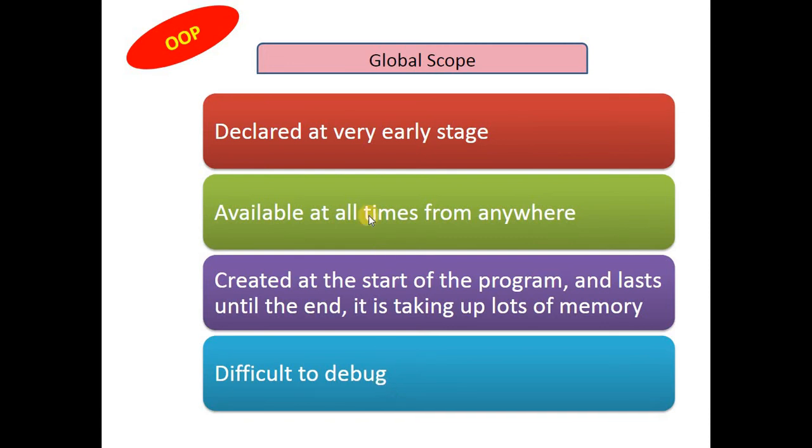Global scope is given to a variable which is declared at the outermost level, and these are available at all times from anywhere. Global variables are the ones which are created at the start of the program and last until the end of the program, taking up lots of memory.